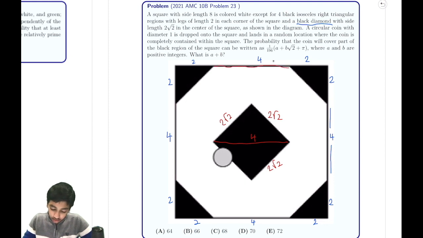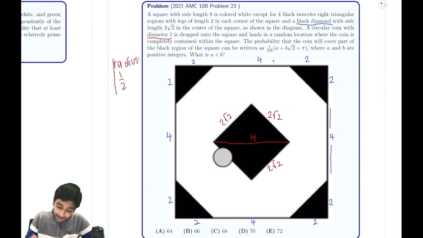So we've got a circular coin being dropped. We've got a circular coin of diameter 1. Be careful here. Diameter 1, not radius 1. So radius 1 half. Just going to write that right there so we don't forget. Radius 1 half. And just box that, because some people might have thought that radius would be 1. Be careful there. So radius is 1 half. And it lands in a random location in the square, so it's completely contained in the square. Every line in this problem is very important. Every line has importance, and if you miss even one line, you'll get the problem wrong.